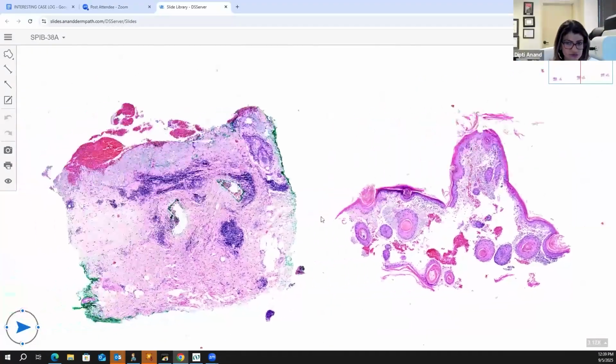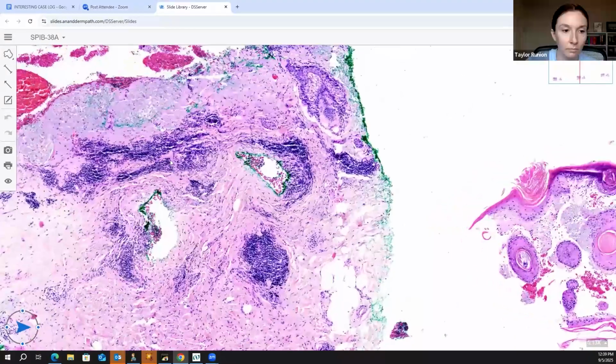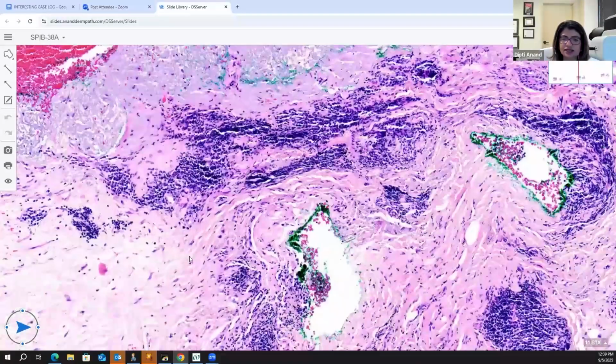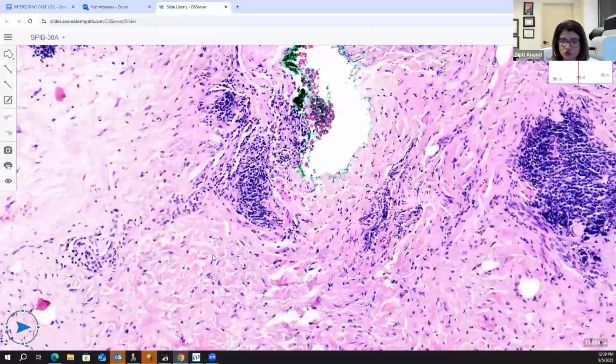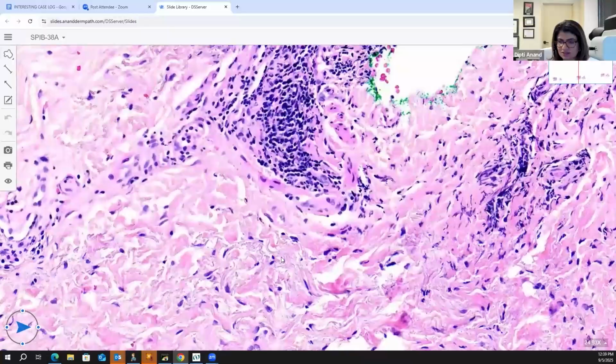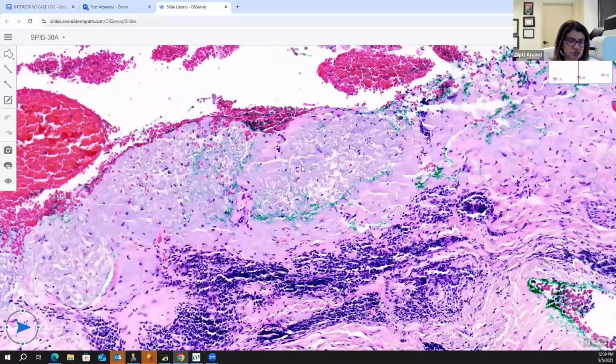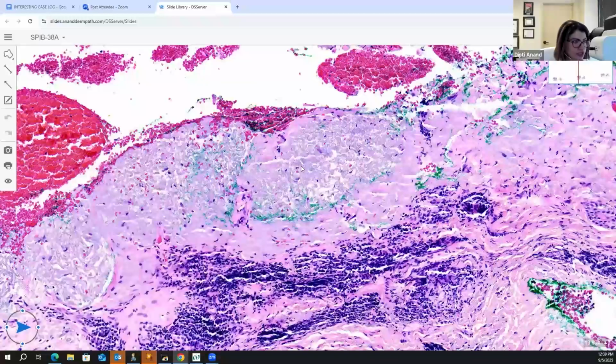But this is a chronic interface, and you are 100% right. This is DLE, where you see a superficial and deep lymphocytic infiltrate. And let's see, I'm a little unsure about the mucin. Maybe there is a little bit in here, but I don't want you to mistake this for mucin. This is solar elastosis.